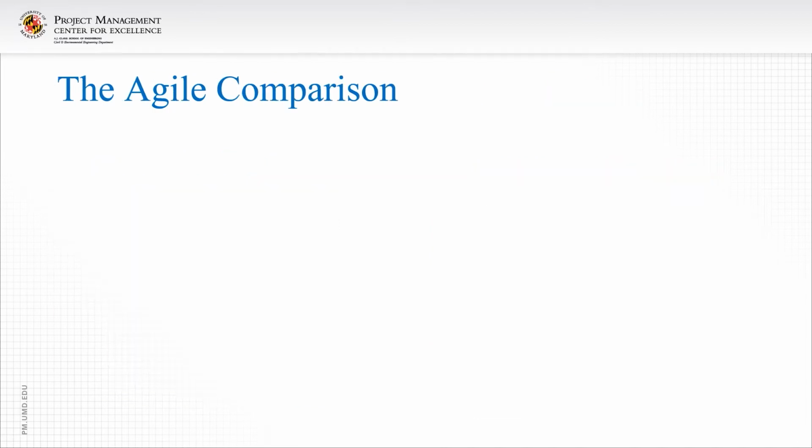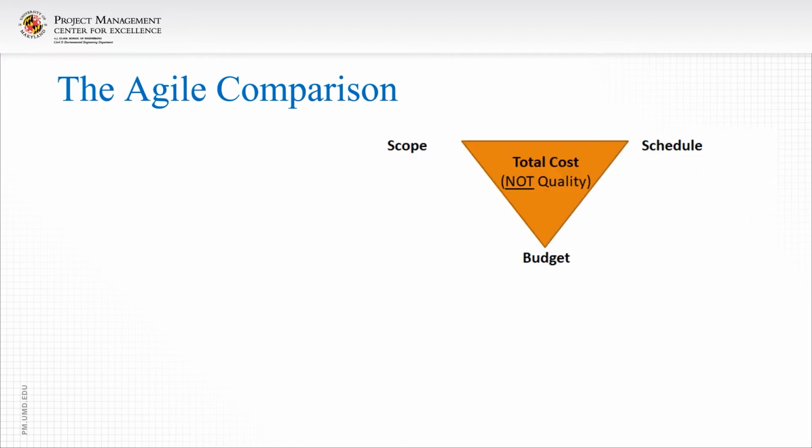Okay, let's do a quick comparison of Agile and traditional and lean. So let's start with our iron triangle: scope, schedule, and budget. These are all different types of costs, and they all constrain the work that we do. Note that the combination of scope, schedule, and budget is not quality, it is total cost. Schedule, budget, and scope are all forms of cost to get something done, to achieve value.